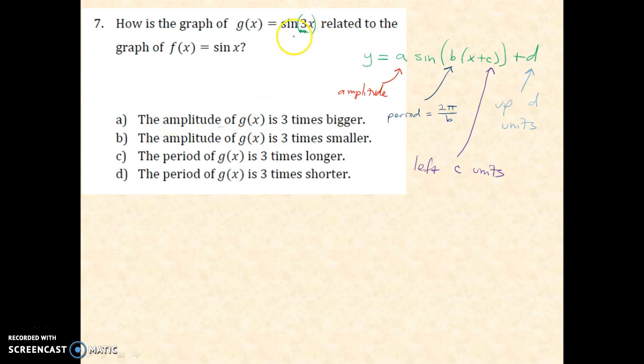So if here b is 3, our period is 2 pi over 3. So we're dividing by 3, which means our period is going to get 3 times shorter.